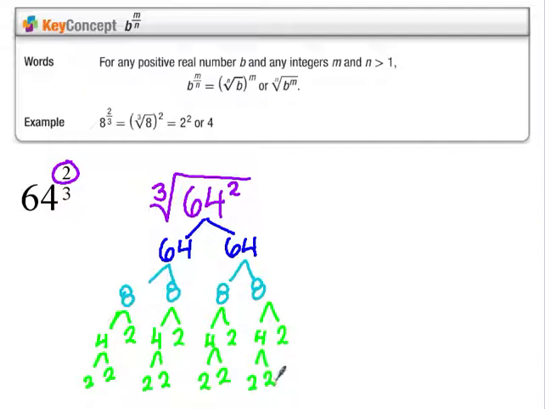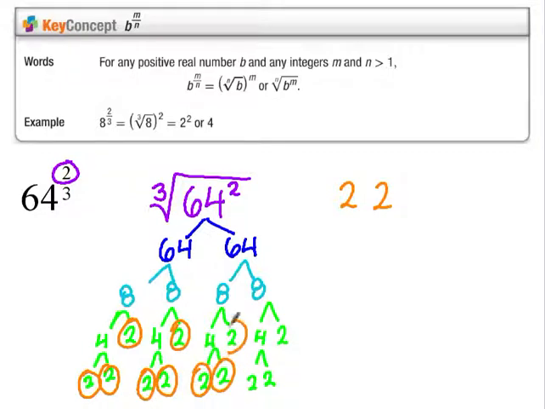And I'm looking for groups of 3. So let's see. I have 1, 2, 3 2's. So that means I'm going to take a 2 out. 1, 2, 3 2's. Going to take another 2 out. 1, 2, 3 2's. I'm going to take another 2 out and 1, 2, 3 2's. Going to take another 2 out.